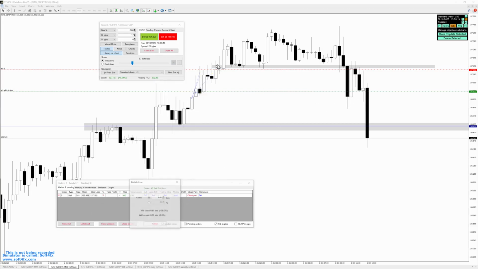Perfect. So we're going to close partials at this point. Wasn't really expecting it to move this much, but it is what it is. So we're going to close 80%, securing positions, put stops at break even, and that's it. Letting the rest run.